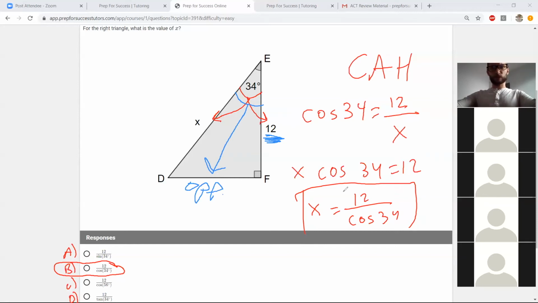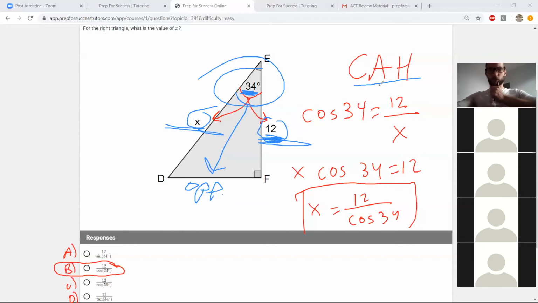How do you know which one to use? You always use whichever angle they give us. Because they give us 34 degrees, we have to work based off this angle. And because we have 12 and x, we know this is adjacent and this is hypotenuse. So because it's adjacent and hypotenuse, you need CAH, which is cosine. Does that make sense? I got a couple questions about that. I just want to make sure you guys are comfortable with that.